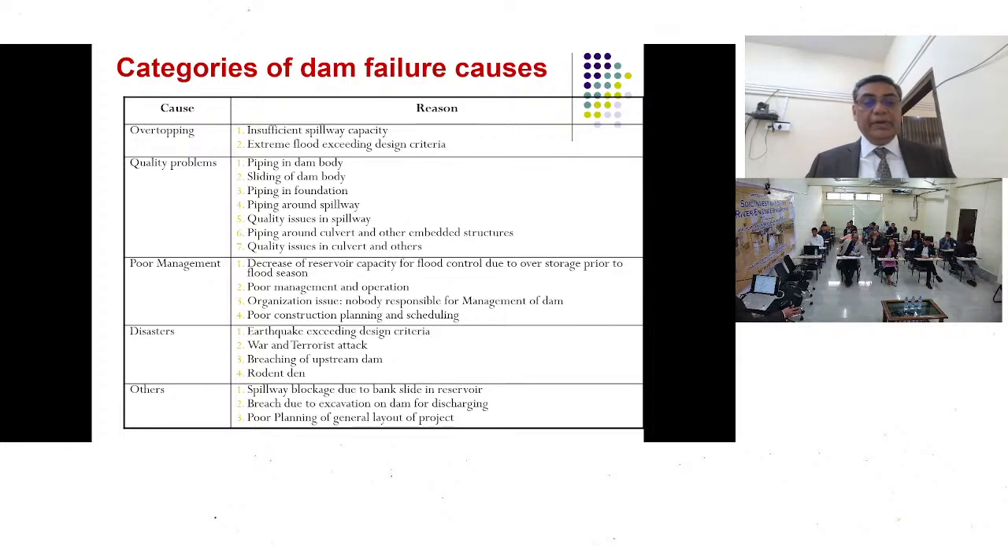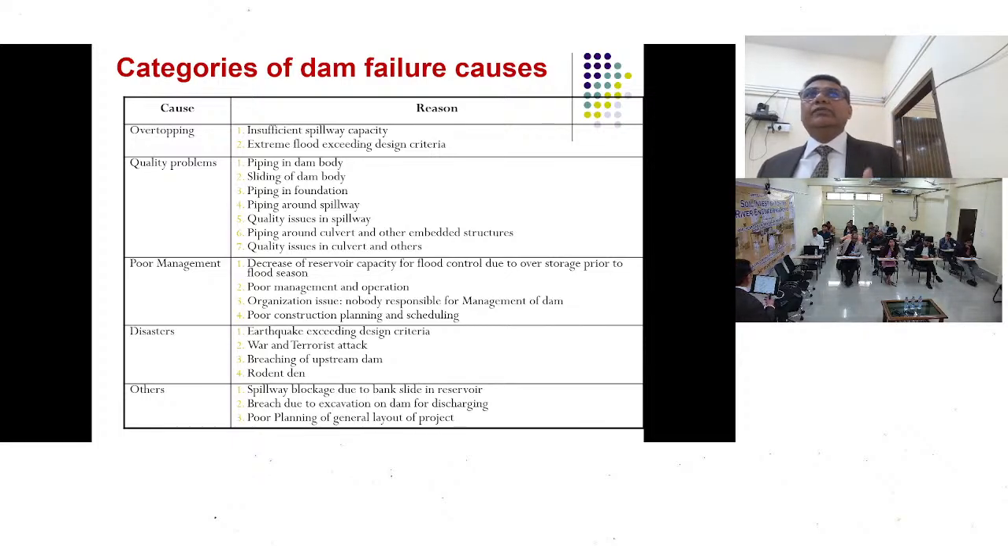But they have happened. There can be spillway blockage due to bank slide in the reservoir, breach due to excavation on the dam for discharging, or poor planning of the general layout of the project. So things happen that way. Especially structures which are low in height have more problems, because we are in an overconfident state of mind, that okay, we know about it, and it's only maybe a 5 meter or 6 meter high structure, and we have built a lot of it.